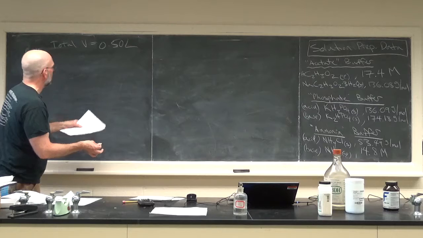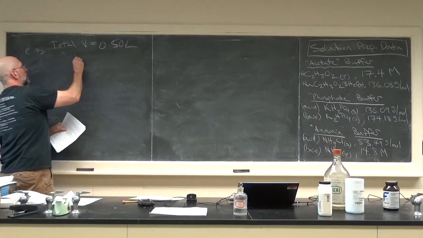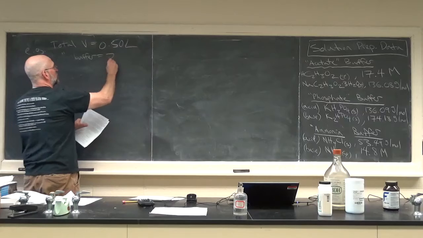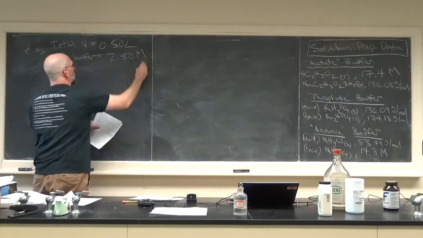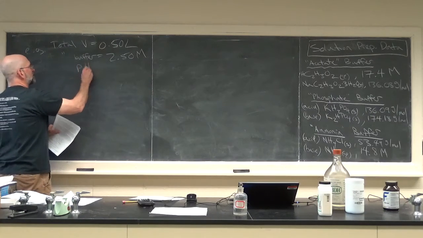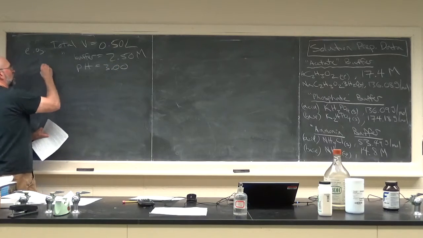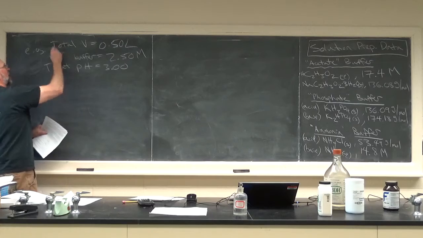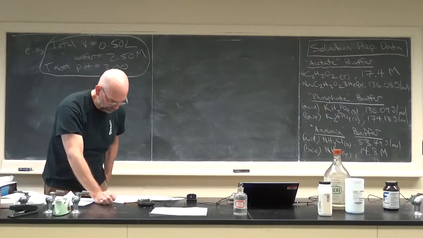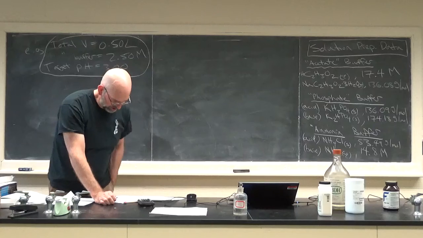And so the total buffer concentration is 2.50 molarity. You'll be given that, and you're trying to do a pH. Your target pH is 3.00. So that's your target. And this is all information you'll be given to do the calculations on your own. Okay, so there's a part that's skipped over here.